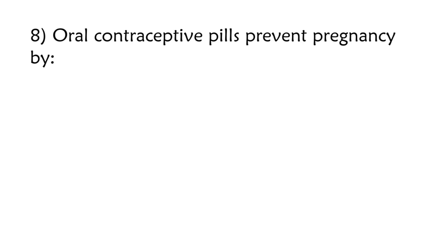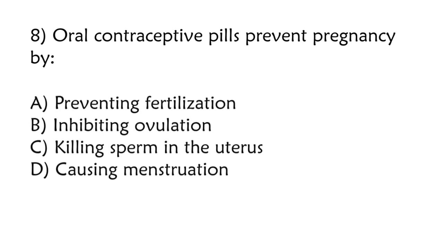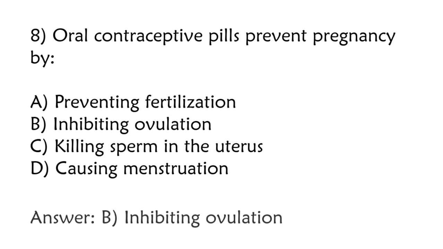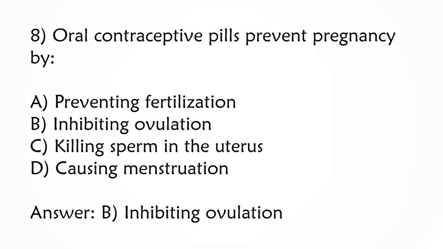Oral contraceptive pills prevent pregnancy by preventing fertilization, inhibiting ovulation, killing sperm in the uterus, causing menstruation. Correct answer is option B, inhibiting ovulation.